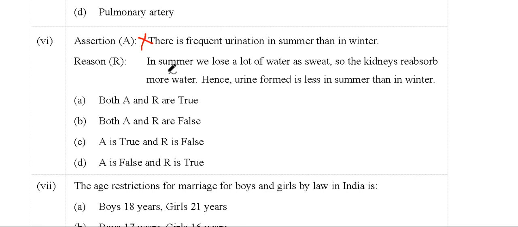Now see the reason. In summer we lose a lot of water as sweat. This is correct. So the kidneys reabsorb more water, that's also correct. Hence urine formed is less in summer than in winter, that's also correct. So assertion A is false and R is true. Option D will be the correct answer.